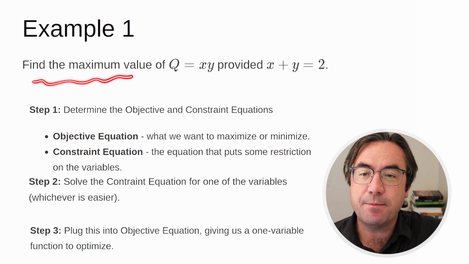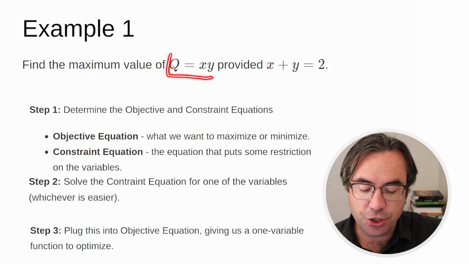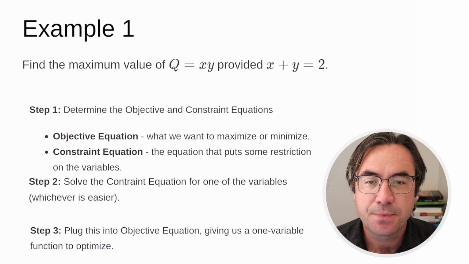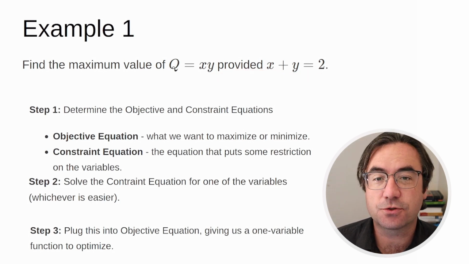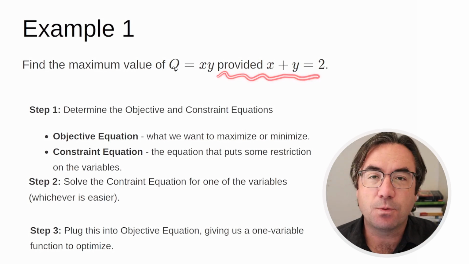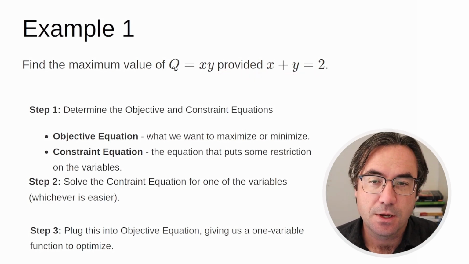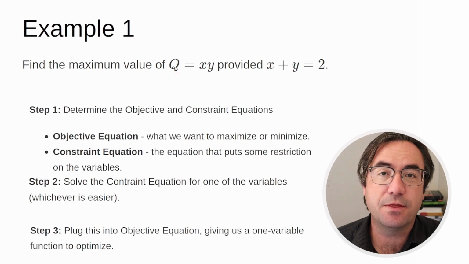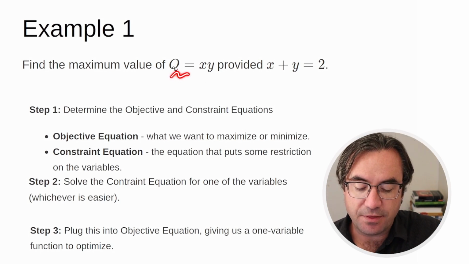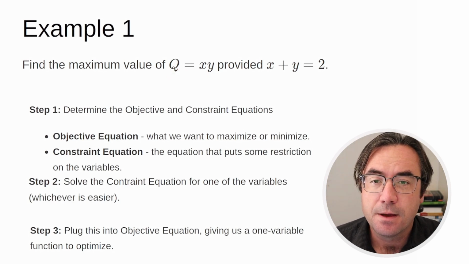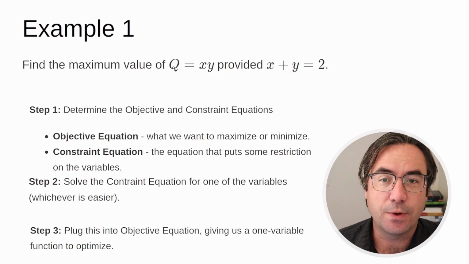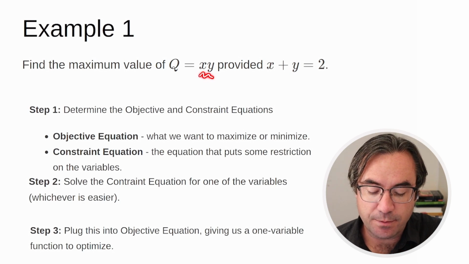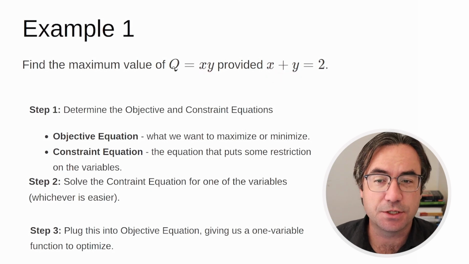All right, so first let's read through what we're going to do here. We want to find the maximum value of this function q, which is equal to x times y. And we have this additional constraint: we need x plus y to be equal to 2. So we have two equations here. We have the equation that we're trying to find the maximum value for, this q equation. But then we have some other condition that has to be satisfied for what x and y are doing. x and y are our two variables here, and we need x plus y to be equal to 2.